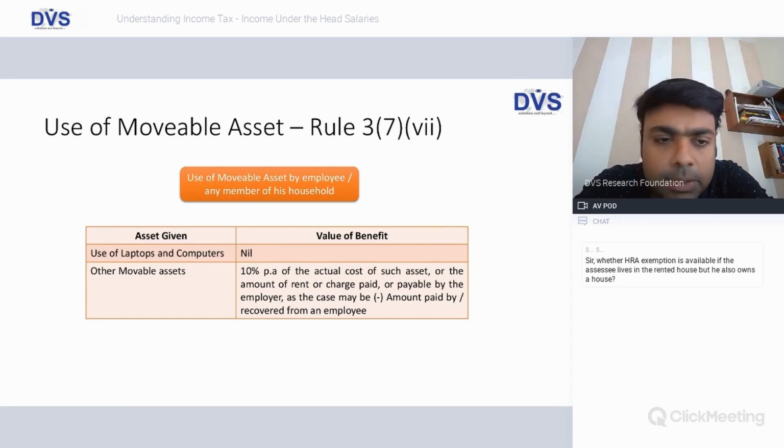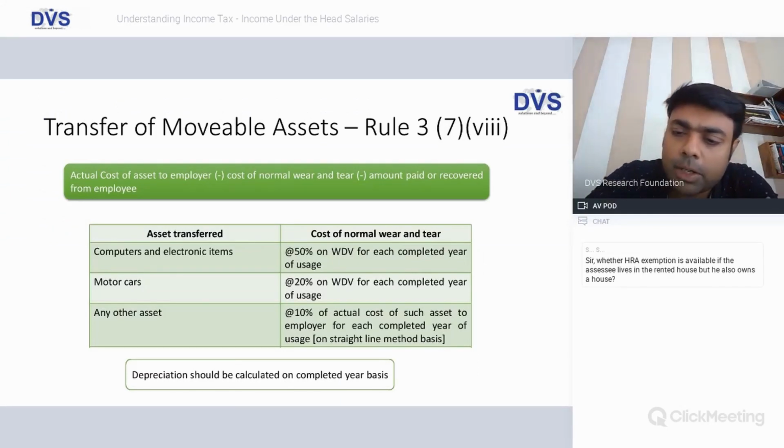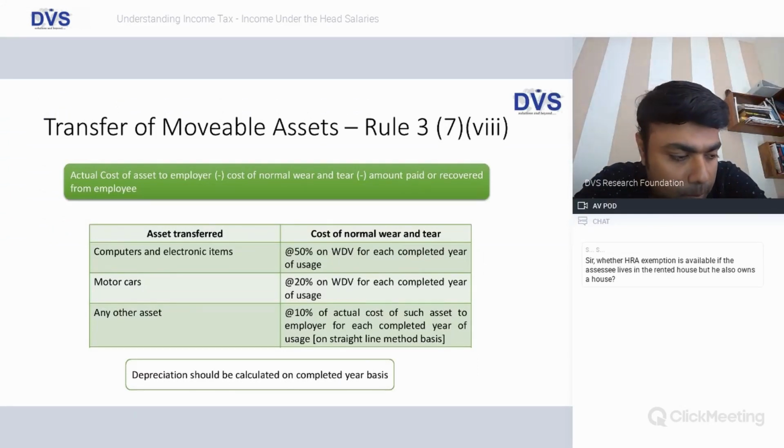Use of movable assets, if it's laptops or computers, that is exempt. Other movable assets similar to rent-free unfurnished accommodation. For furnishings, we saw 10% of actual cost. Similar will be the case. Or if it is taken on rent, the rent as the case may be. Reduce any amount recovered from the employee for the purpose.